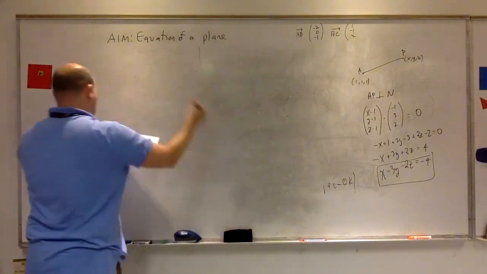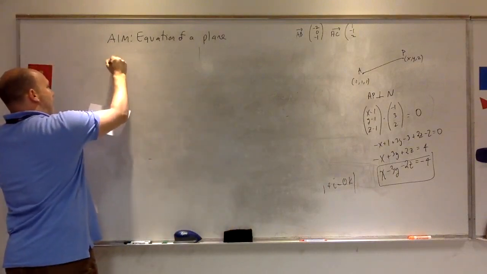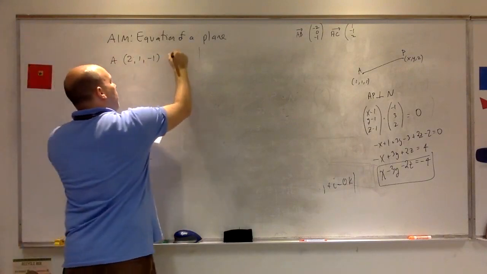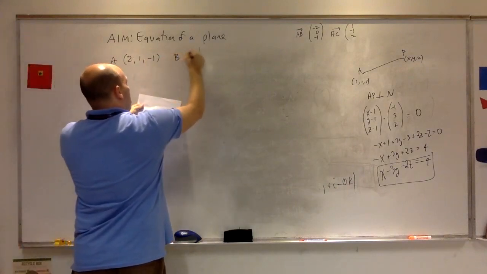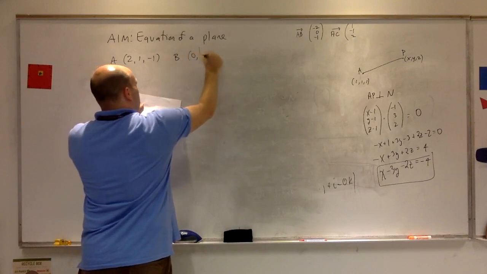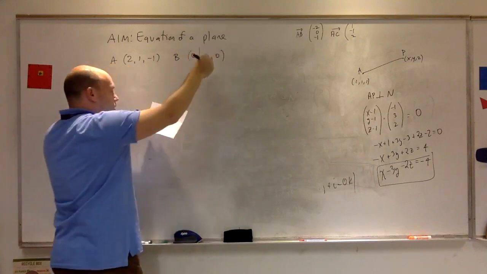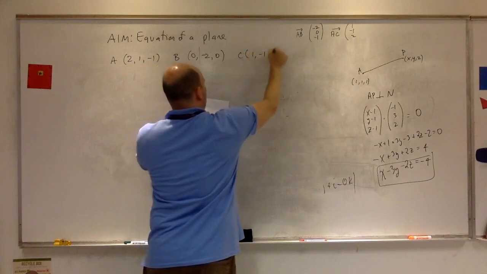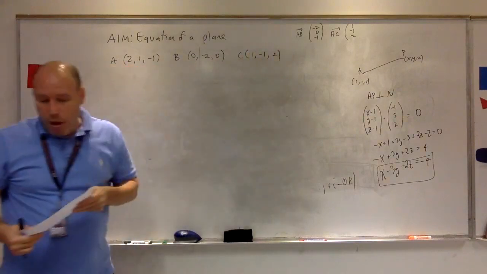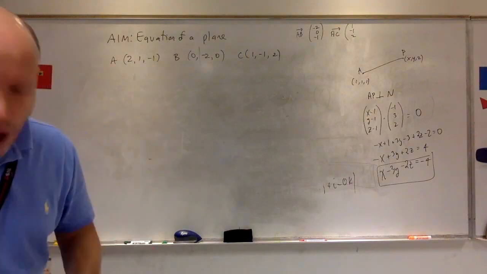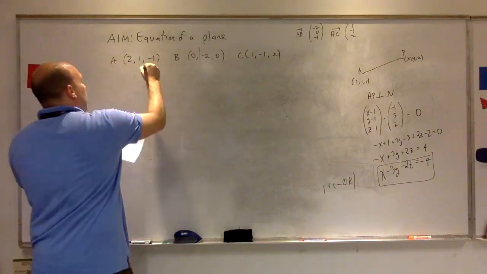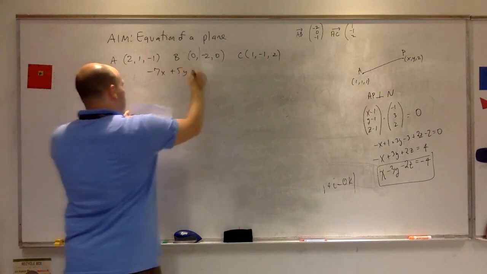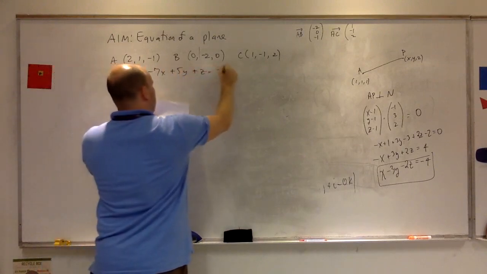Let's see. I suggest you try. I said A was (2, 1, -1), B was (-2, 0, -2, 0)... and point C was (1, -1, 2). Okay, so you're saying I want to do the cross. I know the answer is -7x + 5y + z = -10.